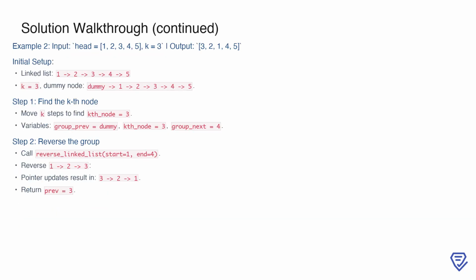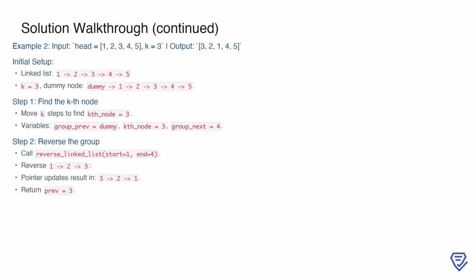In the second example, the input linked list is 1-2-3-4-5 with k equals 3. The goal is to reverse every group of 3 nodes, resulting in an output of 3, 2, 1, 4, 5. As before, we add a dummy node to the list, making it dummy-1-2-3-4-5, and initialize group_prev to point to the dummy.